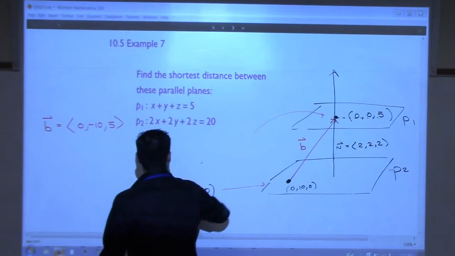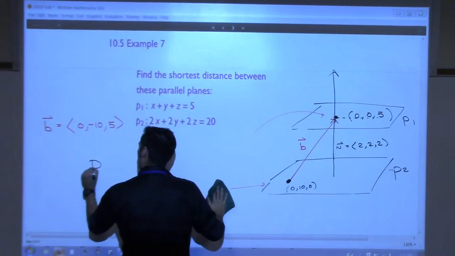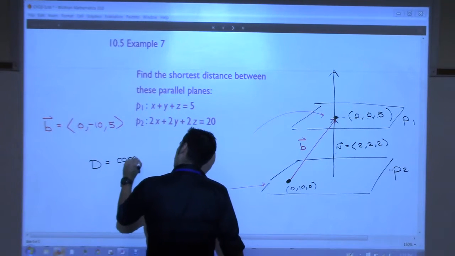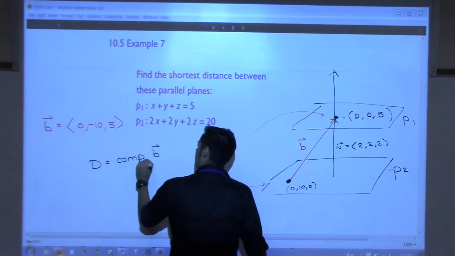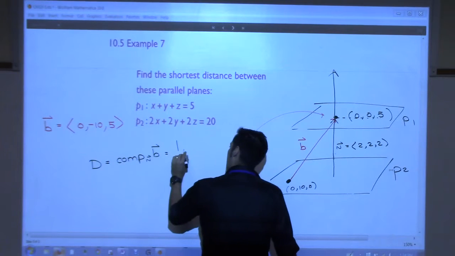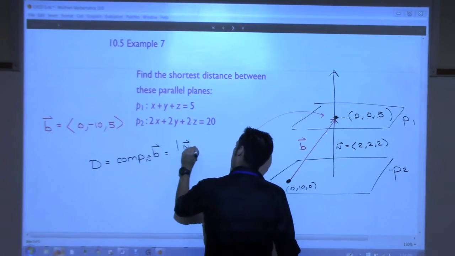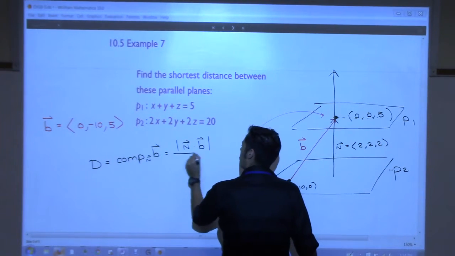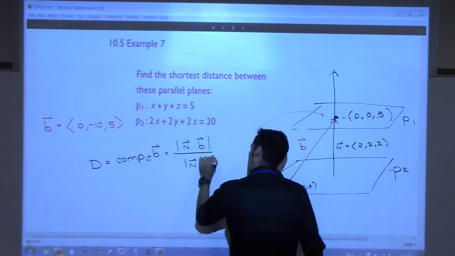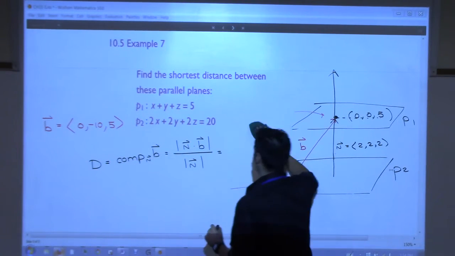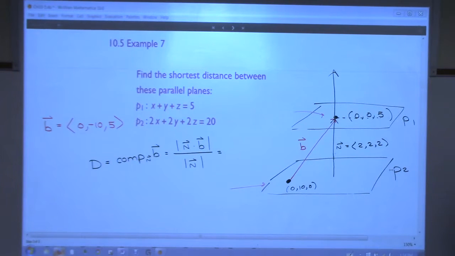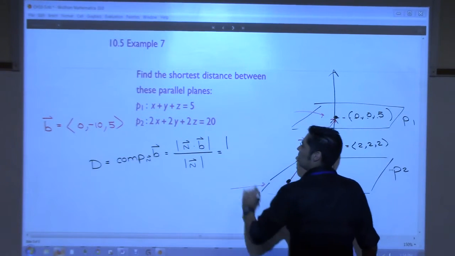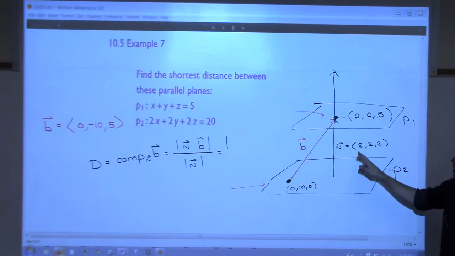All right, so here we go. The distance we want is the component of B onto N, which is the absolute value of N dot B over the magnitude of N, which equals for us, what's N dot B? Well, dot products are super easy, aren't they? Easy? I don't know if I should have used that word. Quick? So what do you get when you dot N and B together?